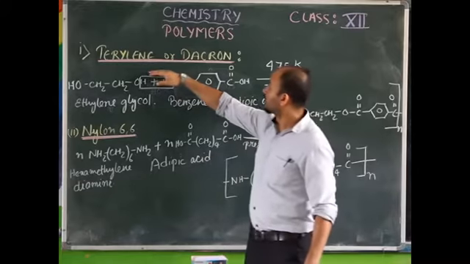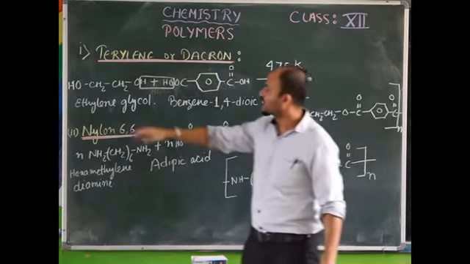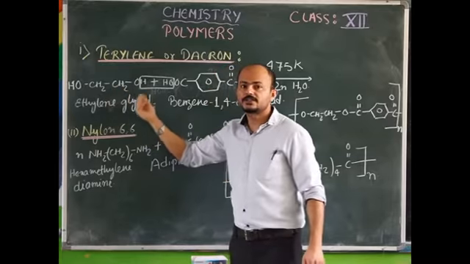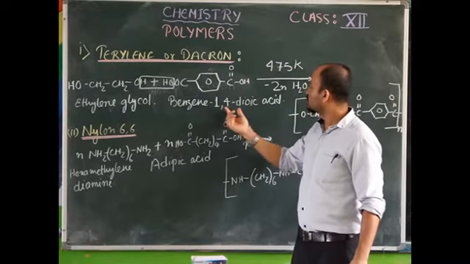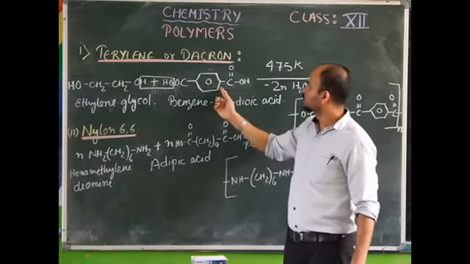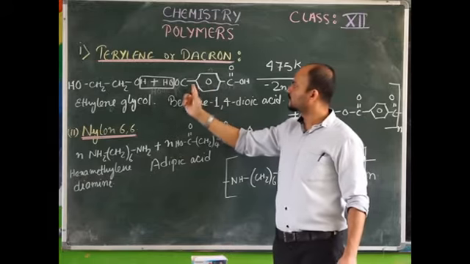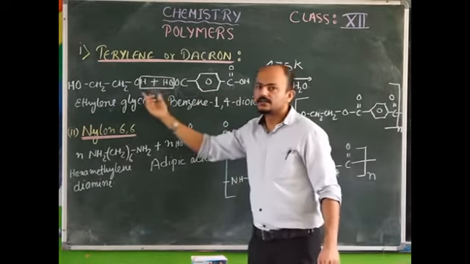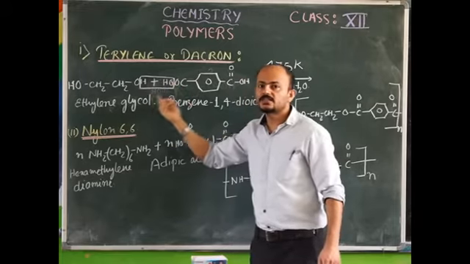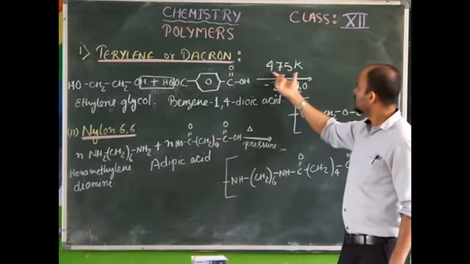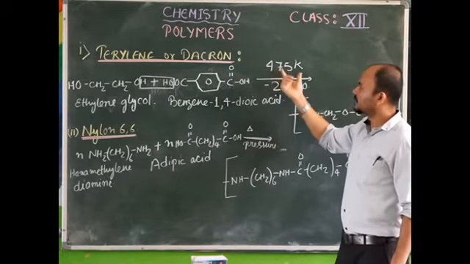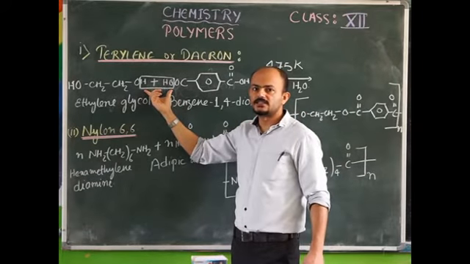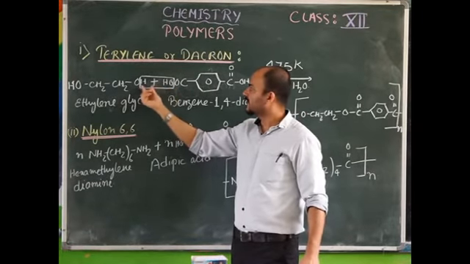Terylene or dacron is obtained from ethylene glycol, which is CH2OH-CH2OH, and benzene 1,4-dioic acid. Here we have a benzene ring, and at the first and fourth positions we have carboxylic acid. Whenever these two are reacted at 475 Kelvin, a molecule of water gets eliminated: OH from this side and H from here.